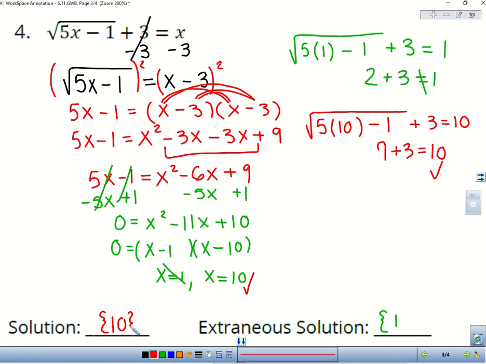Now that I've checked them, I can close my brackets for both of them. Any questions on number 4? Anyone need more time? I'll take a second so you can catch up if you need to.